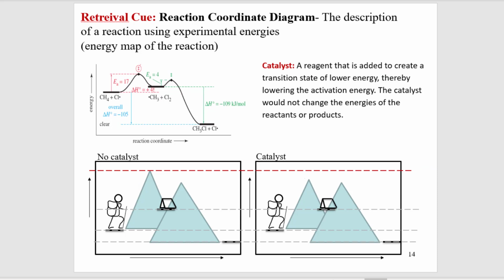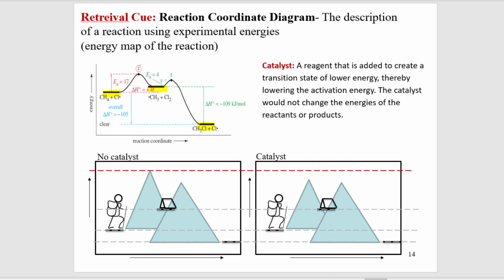How about a catalyst? Well, a catalyst is a reagent that's added that helps bring the energy level of a transition state down, therefore lowering the activation energy to get to the products. So understand that when you catalyze a reaction, you're not changing the initial energies of the products and the starting materials and the intermediates. Those stay exactly the same.